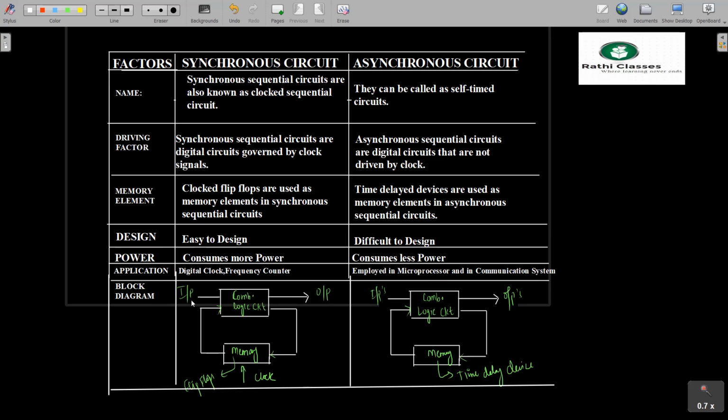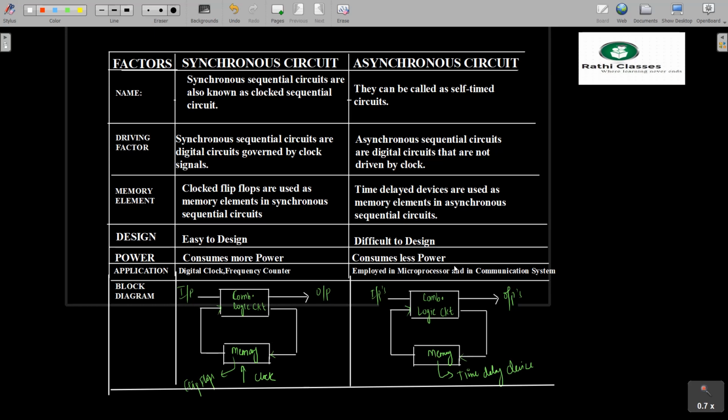Talking about the block diagram, as you can see, it is the same block diagram we have already discussed in sequential circuit. The only difference is that in the synchronous circuit the memory is stored in terms of flip-flops and the clock is driving the circuit, whereas here the memory is stored in time delay devices and the clock is not driving the circuit.